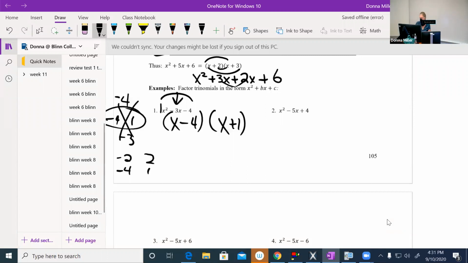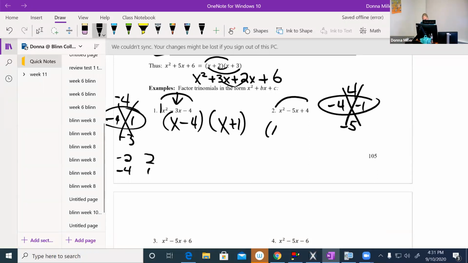So let's try this next one. I need factors of 4 that add to -5. Good. -4 and -1. That's all I need to do. So this is x minus 4, x minus 1.